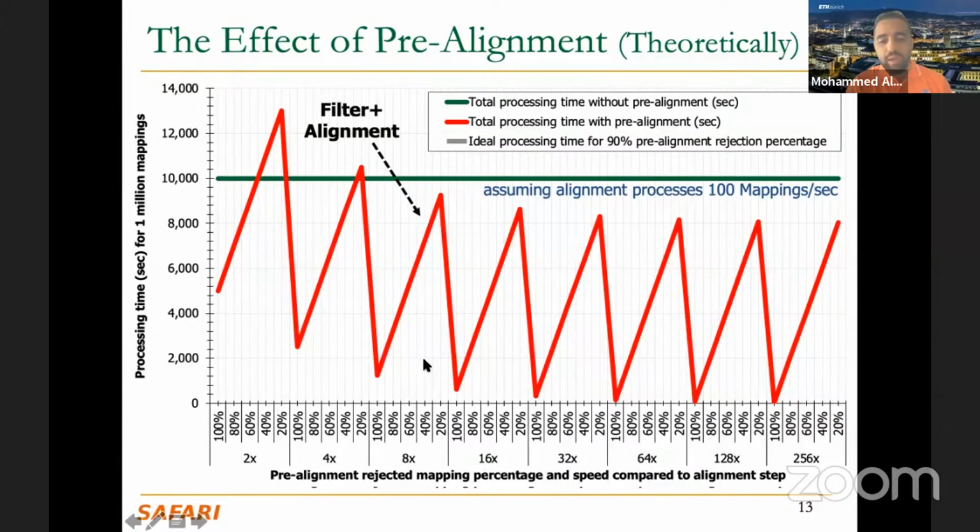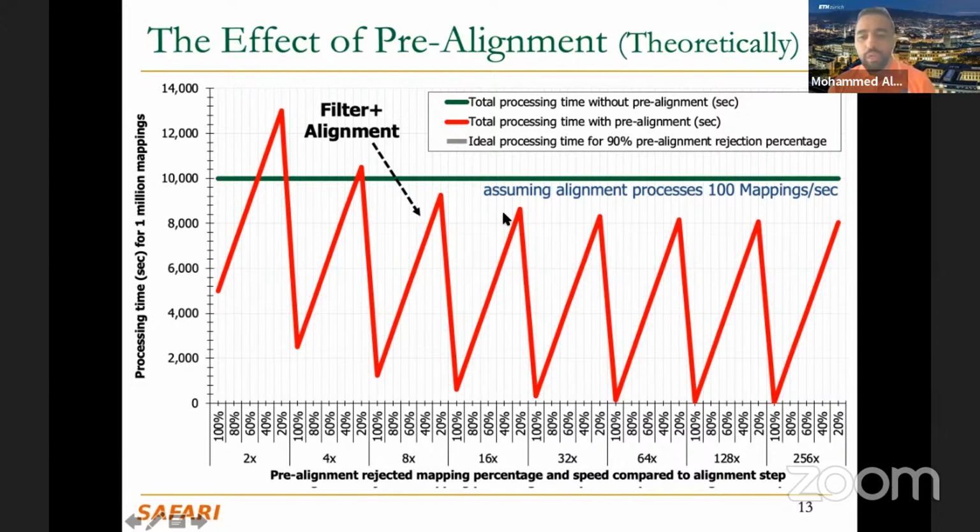Likewise, you can think about it exactly the same for other data sets or other conditions. For example, here, we reject 100% of the pairs and the filter is 16 times faster, then the execution time will drop from the 10,000 seconds all the way to maybe, I don't know, 200 seconds, around 500 maybe, right? And that will be the execution time.